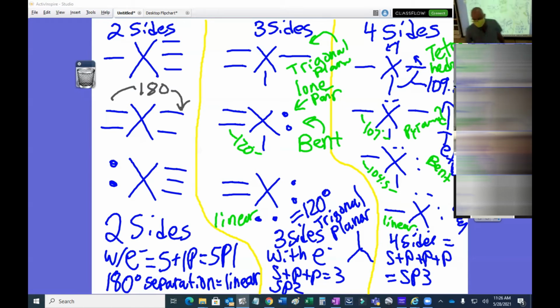And remember, you get out as many as you put in. So if we put in 2, the s and the 1 p, that's 1 plus 1, you're going to get 2 sp1s out, and they're going to spread apart as far as possible.